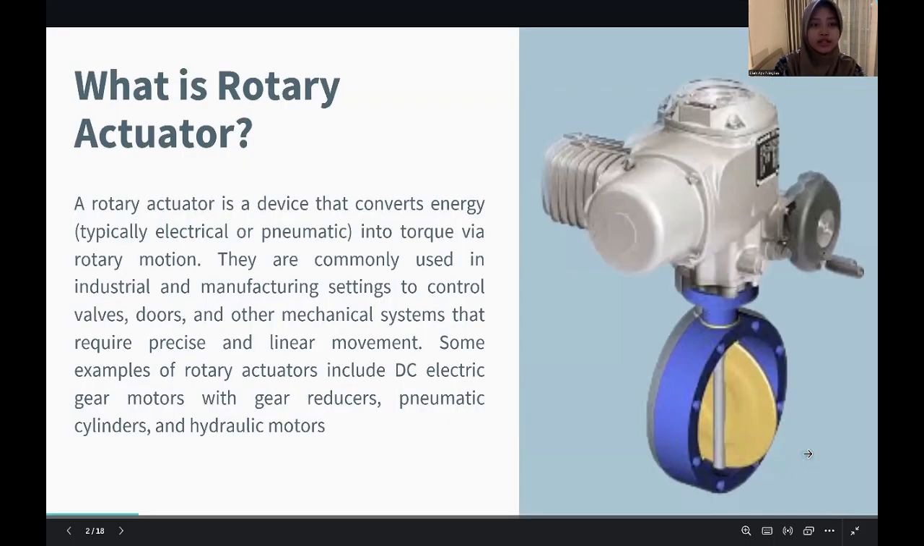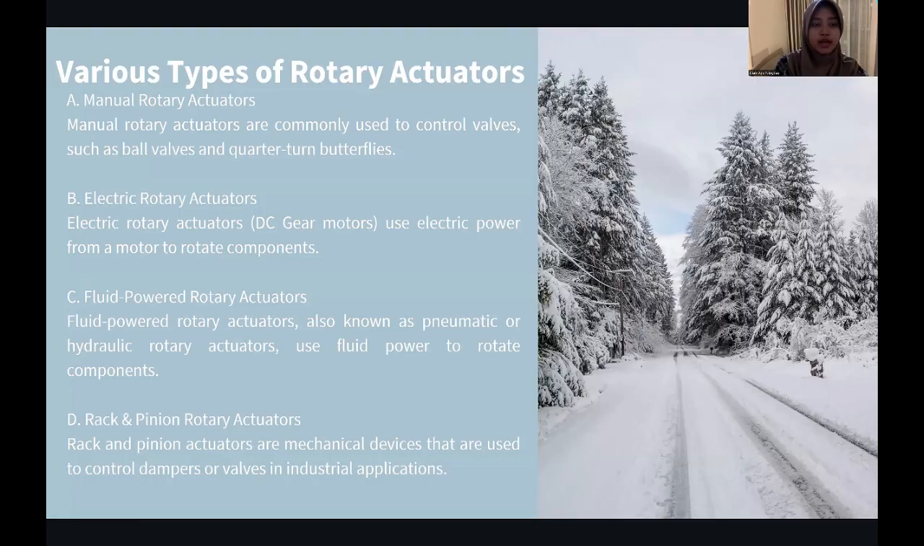A rotary actuator is a device that converts energy, typically electrical or pneumatic, into torque via rotary motion. They are commonly used in industrial and manufacturing settings to control valves, doors, and other mechanical systems that require precise and linear movements. Some examples of rotary actuators include DC electric gear motors with gear reducers, pneumatic cylinders, and hydraulic motors.